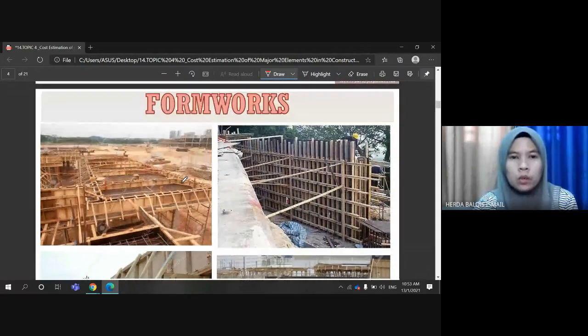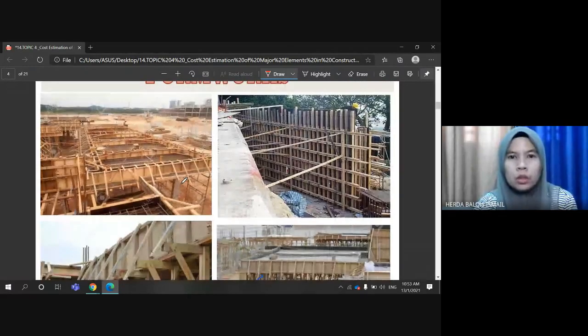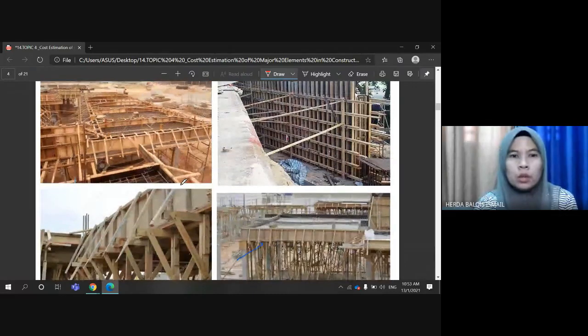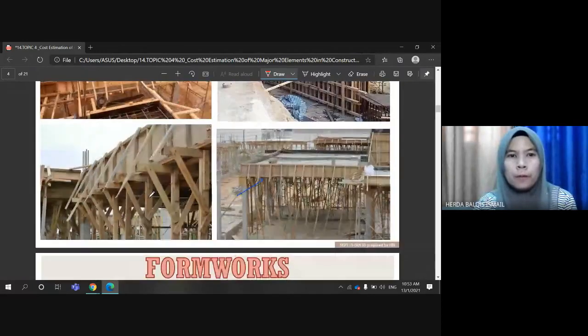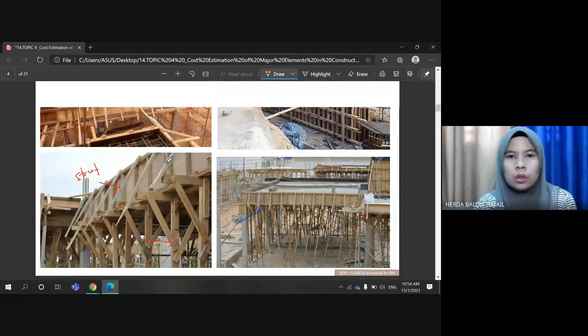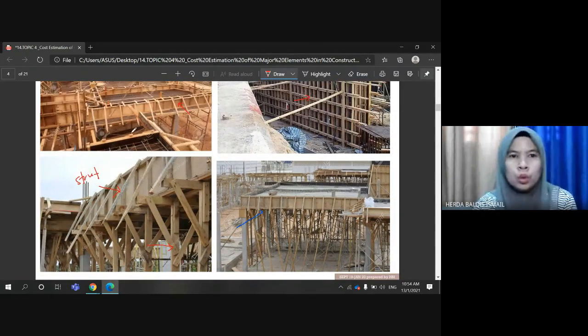So basically, this is an overview of the formwork on the construction site. The formwork for the beam, for the wall, right? This is used to support the first floor beam. The small pieces of timber known as struts need to be assembled in order to hold or prevent the outside of the formwork from falling down.